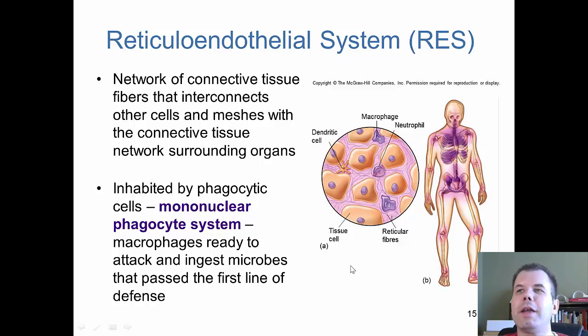Okay. And again, we find these things all throughout our bodies, in our joints, in the connective tissue of our organs, and all these other places. And so these kind of bathe our organs, and that's where we find this second line of defense.